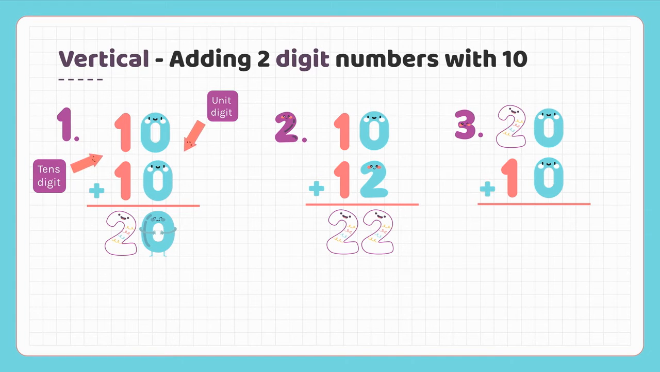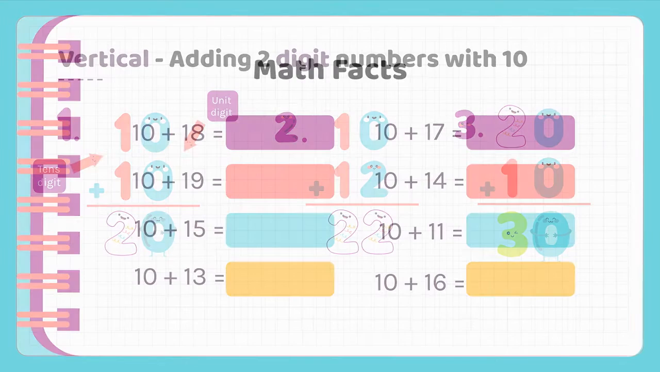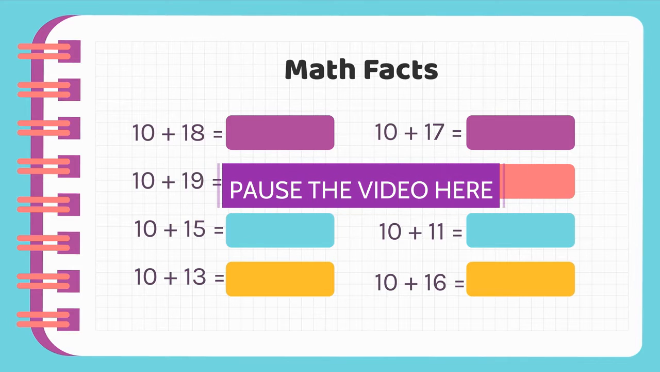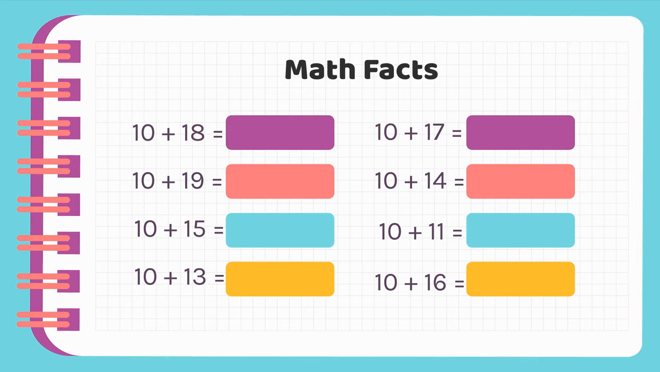In our third example, 0 plus 0 is 0. So that is our units digit. 2 plus 1 is 3. So that is our tens digit. That means, in example 3, 20 plus 10 is 30. Math facts. Pause the video here and see if you can figure these out. We're back and we'll be going over the answers now.